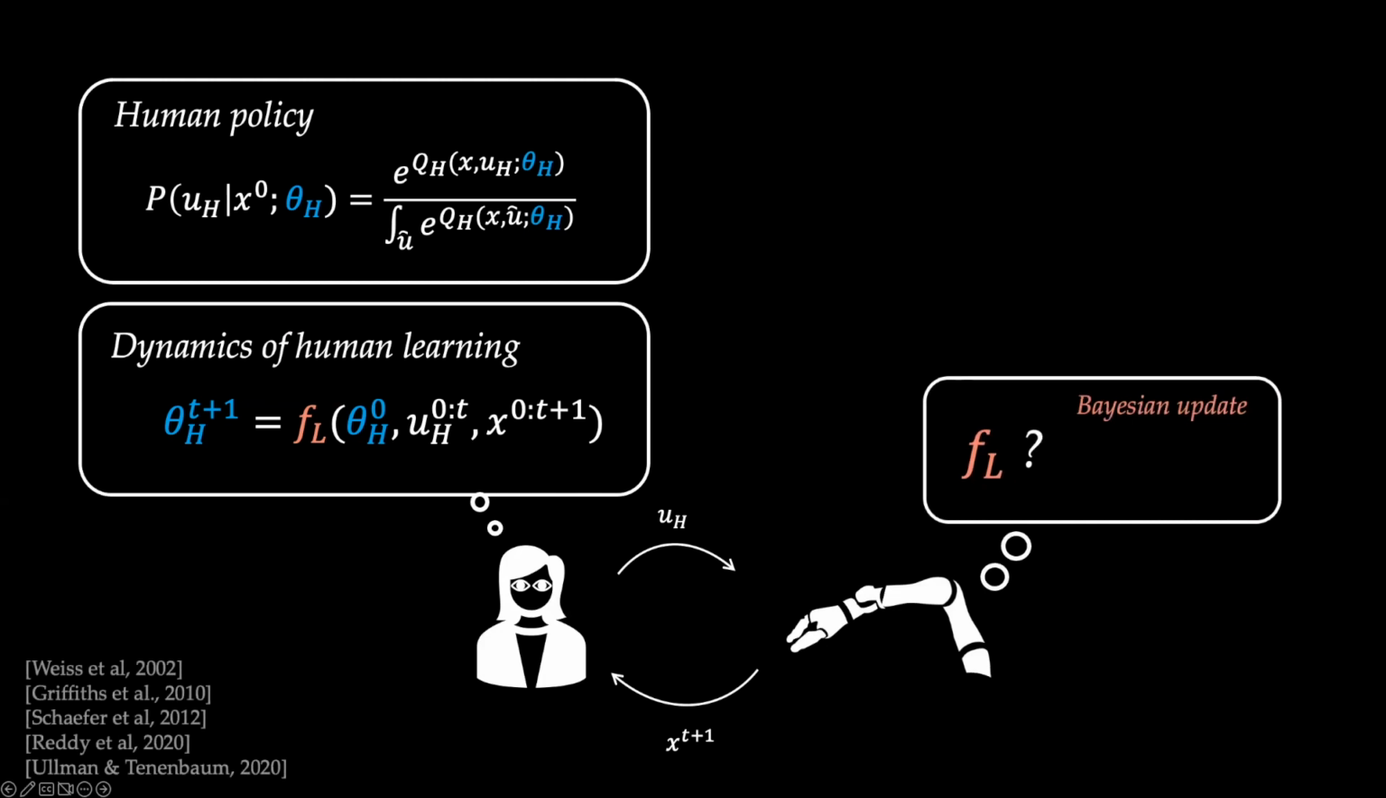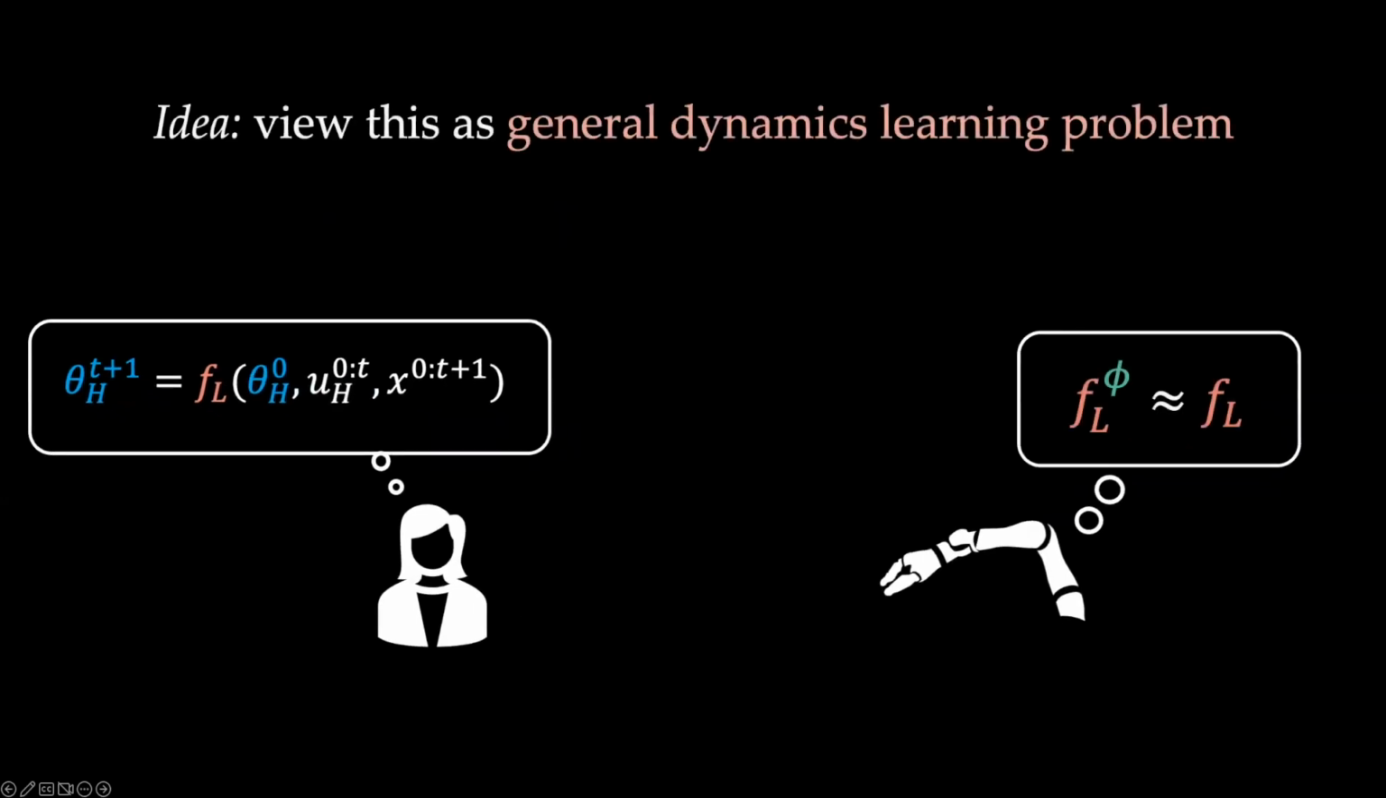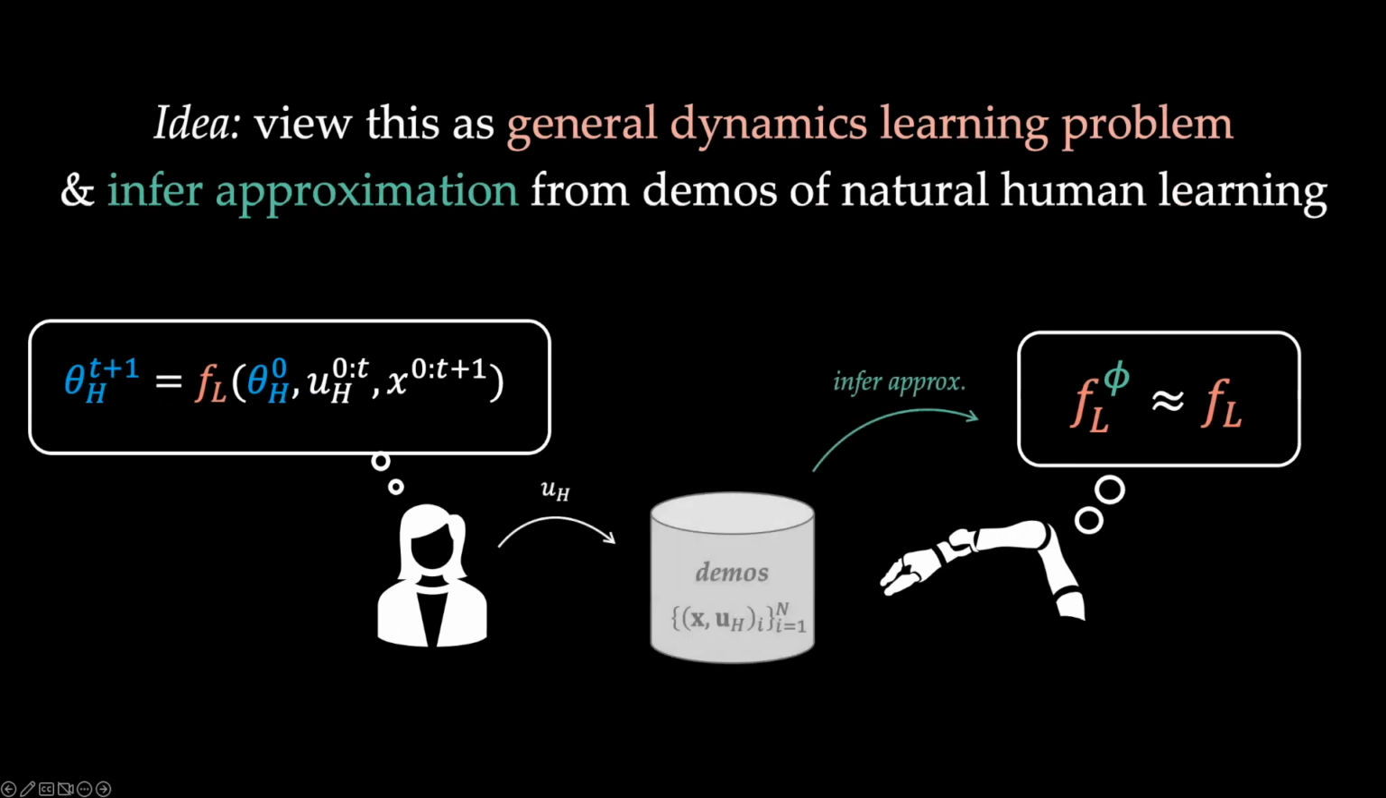One idea is to draw on computational cognitive science work, which posits that humans learn by approximate Bayesian inference. However, people have been shown to have many cognitive biases, which deviate from perfect Bayesian inference. Instead, we take a robotics perspective and view this challenge as an instance of a general dynamics learning problem. We leverage demonstrations which naturally exhibit human learning to infer an approximate model f_alpha. This enables flexibility of capturing different possible learning updates at the cost of being domain-specific.